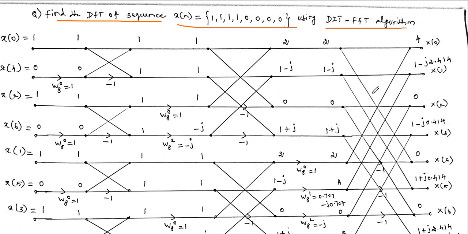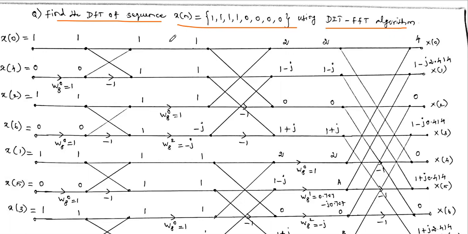Okay, and already I posted some of the videos related to this DIT FFT algorithm as well as the DIF FFT algorithm. So in that, some different problems: x of n equal to 1 2 3 4 4 3 2 1 problem solved, and an 8-point problem we solved, and a 4-point DFT is also solved. Now we are going to see this problem.